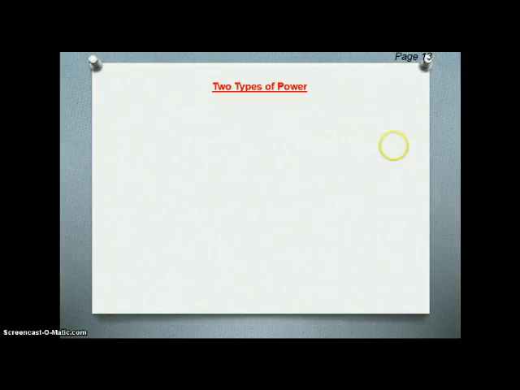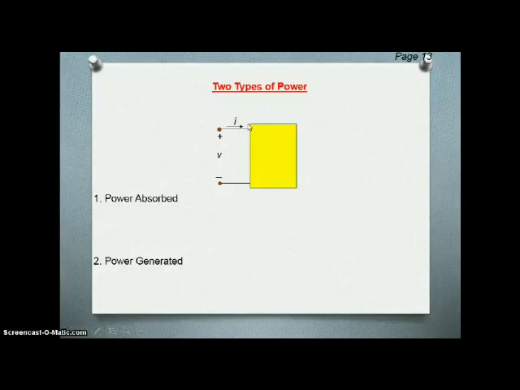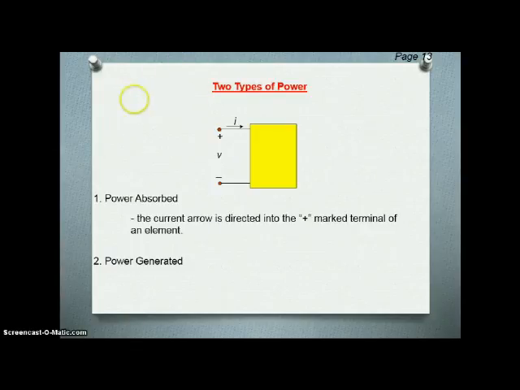There are two types of power, depending on the direction of current. The two powers are power absorbed and power generated. Power absorbed: if the current direction is into the positive marked terminal of the network, then that power is called absorbed power. It simply means that the power is absorbed by the element.